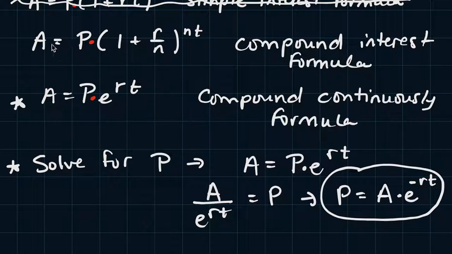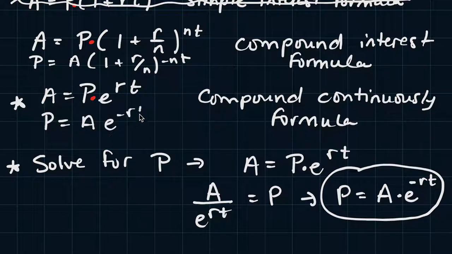Now on a test, if I give you these formulas, I'm going to give you the one that says A equals P, 1 plus r over n to the nt, and I'm going to give you this A equals P e to the rt. You'll have to know which formula to use.